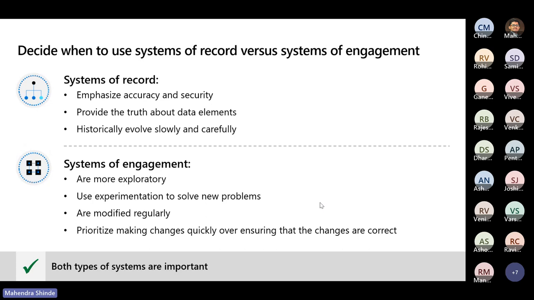Let's proceed. Decide when to use system of record versus system of engagement. You can either keep a system of record, which is a static one. You will just mention what happened at what time. That's it. It emphasizes accuracy and security. You can maintain lots of logs. You can maintain a change log, for example. Like in the first release, we implemented these many features. In the second release, we implemented a little bit more extra features and so on. You can maintain a change log, or an application log. All that would be a system of record.